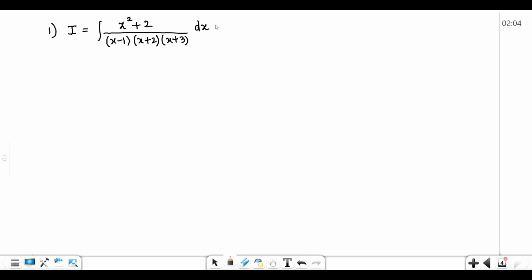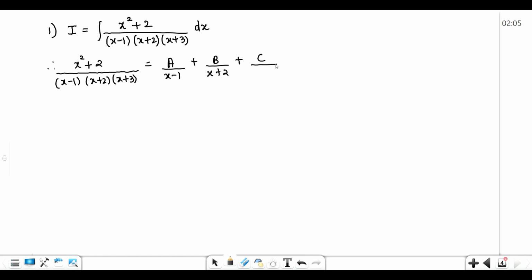So for the type 1 problem we have to take the numerator upon this whole term, that is the denominator x minus 1, x plus 2, x plus 3, which can be written as A upon the first bracket, B upon the second bracket, and C upon the third bracket.